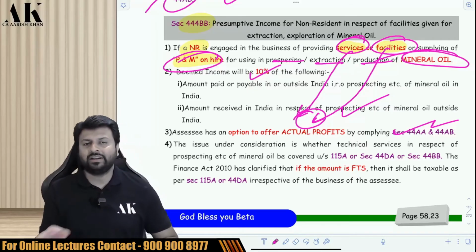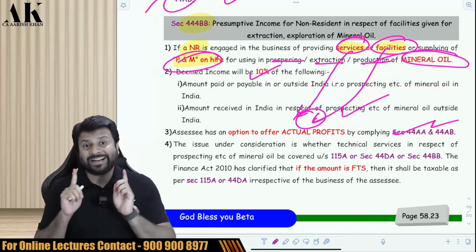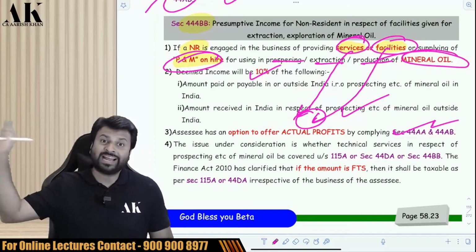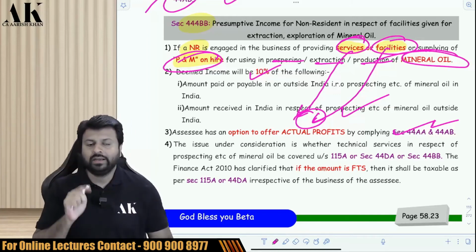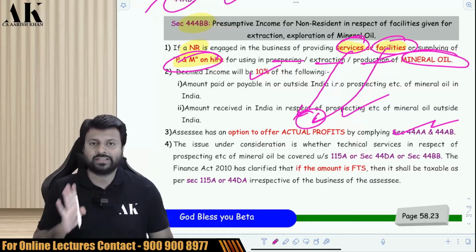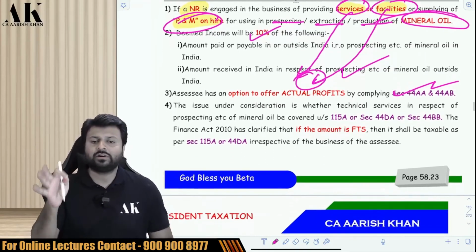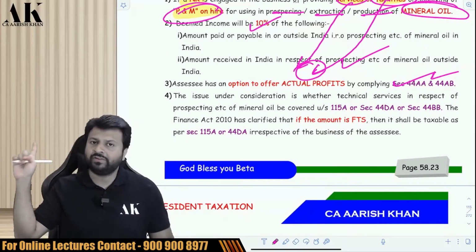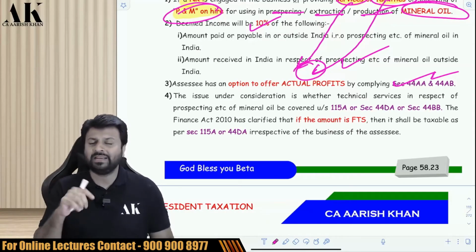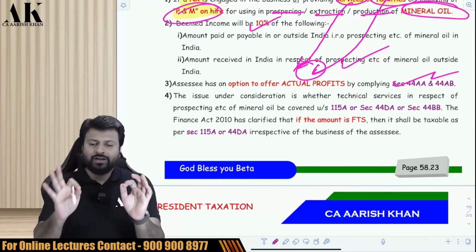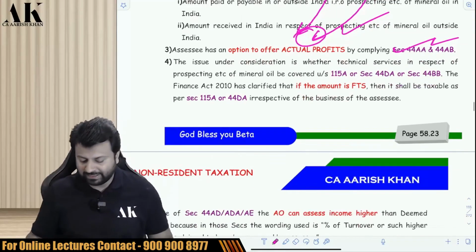So the law has clarified that if this service is a technical service as mentioned in 115A and 44DA, then you should follow that section. You should not come over here. It means you will come over here only if it is a general service or general facility. If it is a technical service or technical facility, then you are not going to come here. Go to the special section of 115A or 44DA as the case may be. And 115A is applicable when there is no PE, and 44DA is applicable when the non-resident has a PE in India.